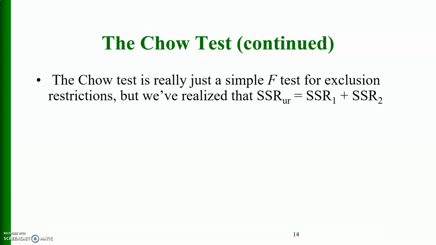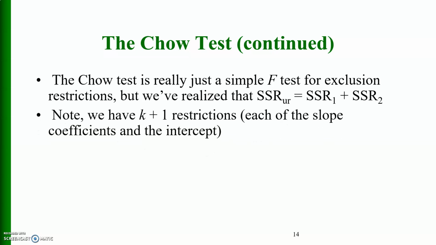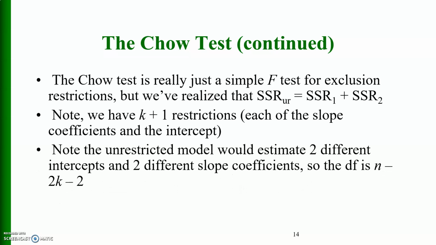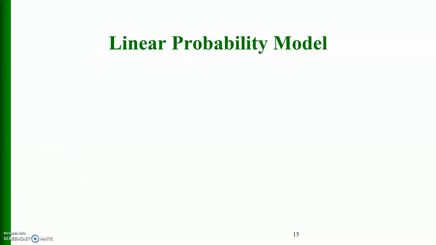The Chow test is really just a simple F test for exclusion restrictions, but we have realized that SSR for the unrestricted model is equal to SSR1 plus SSR2. And we must note that we have k plus 1 restrictions, each of the slope coefficients and the intercept. We may note the unrestricted model would estimate two different intercepts and two different slope coefficients. So the degrees of freedom is n minus 2k minus 2.